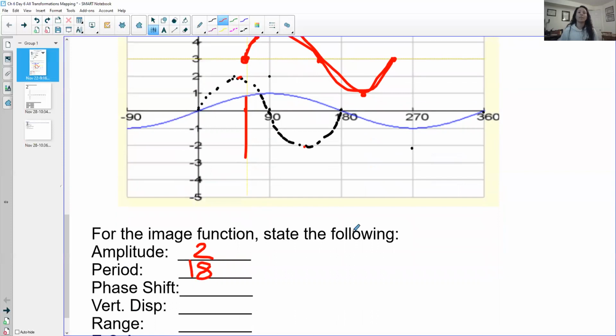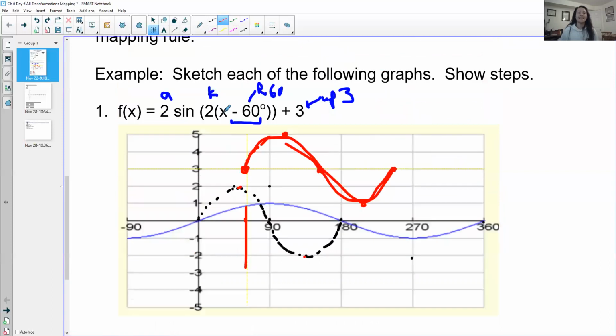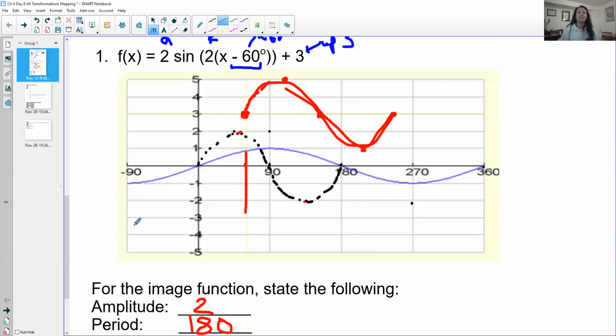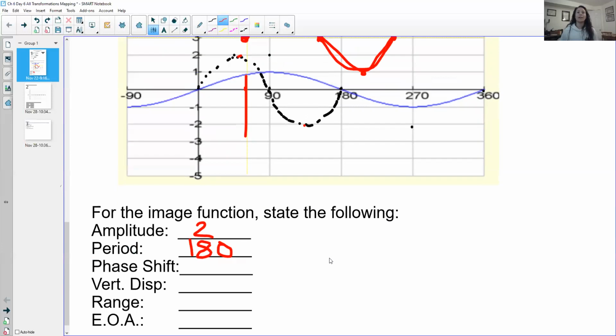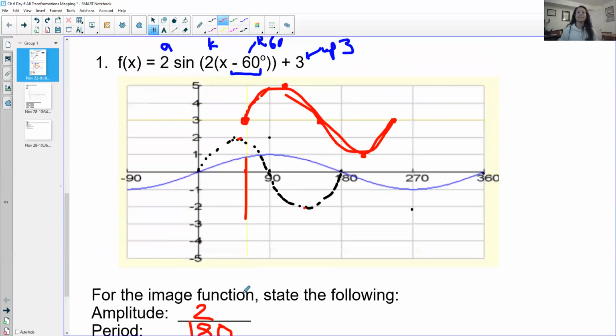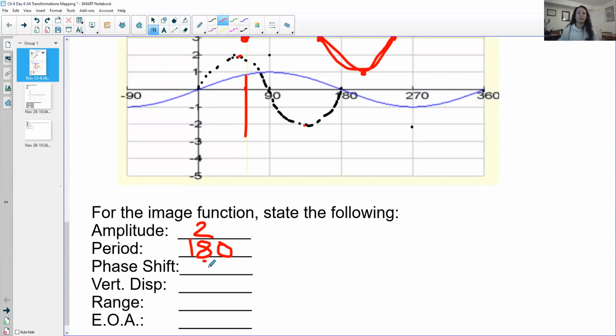Now remember, the period you can get by taking 360 and dividing by the K value. 360 divided by 2 is 180. So the period for the function is good. The phase shift is how much we have moved left and right. We have moved right 60 degrees. And the vertical displacement, we went up 3 units.